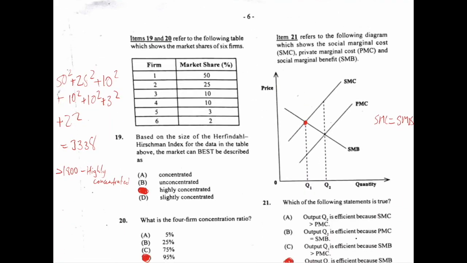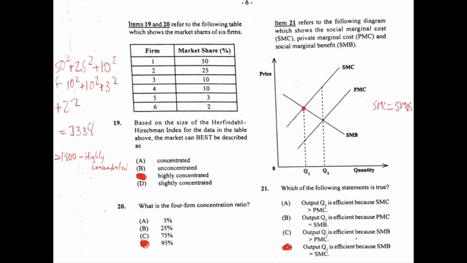Okay, 19. It says based on the Herfindahl-Hirschman index for the data table above, the market can be described as... So right here we make sure that we get our market shares and essentially square all of them and add them up, and we end up with 3,308. And additionally, we interpret that as being highly concentrated because from the textbook it says that once the HHI for a certain industry is greater than 1,800, it is highly concentrated.